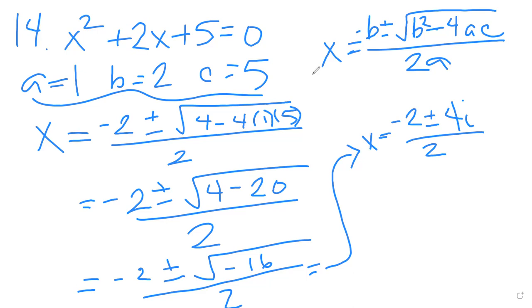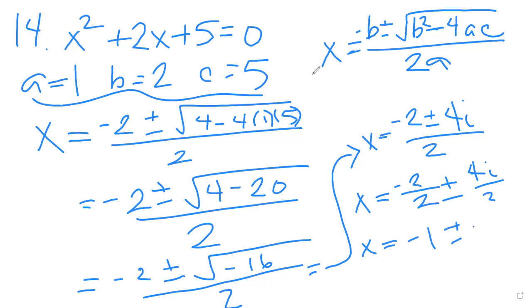And lastly, we want to say, okay, we have negative 2 over 2 plus or minus 4i over 2. So the first part can reduce to negative 1 by dividing 2, and the second part can reduce to 2i by dividing 4 by 2. And that leaves us with our two solutions, negative 1 plus 2i, comma, negative 1 minus 2i.